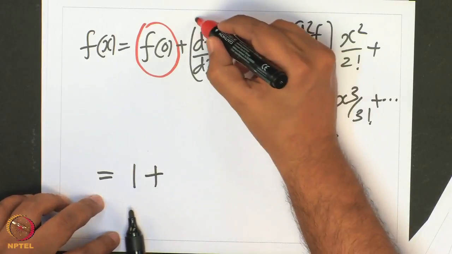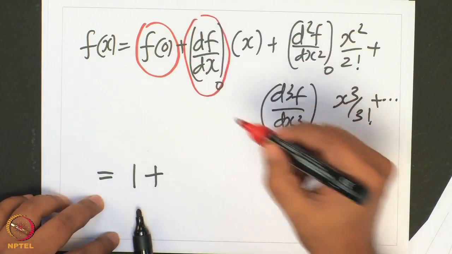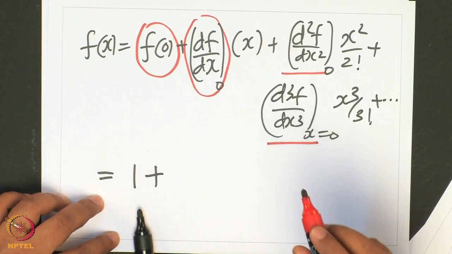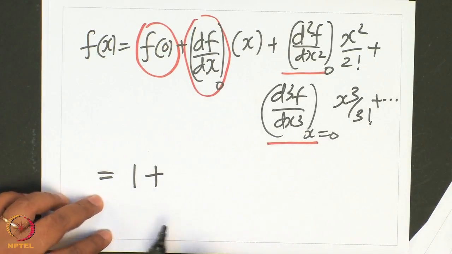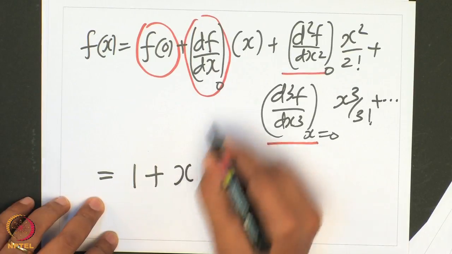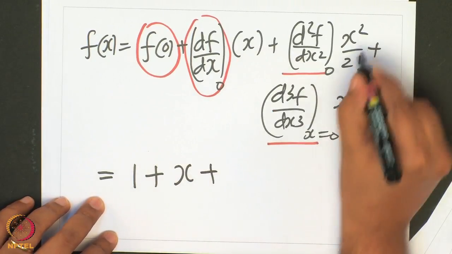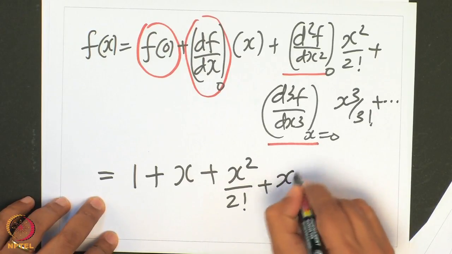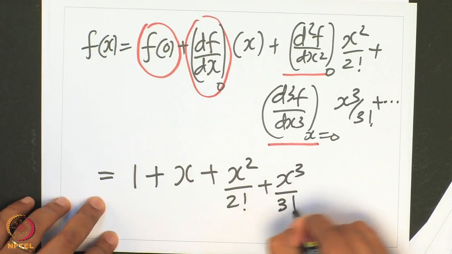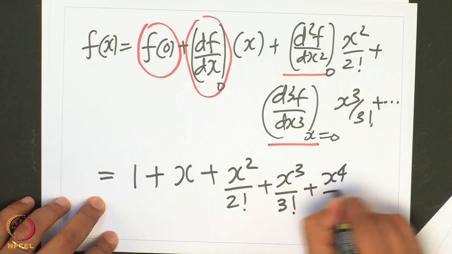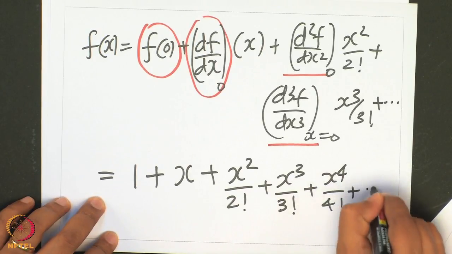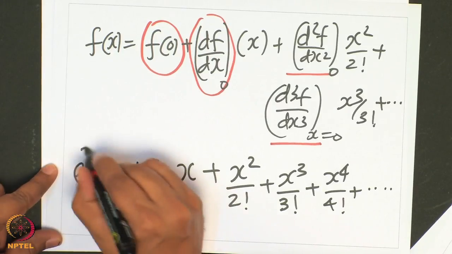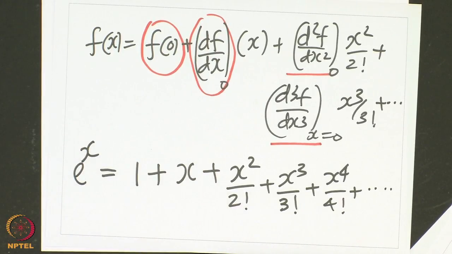This derivative, let us assume to be 1. This derivative is also 1. This derivative is also 1. So let us assume all derivatives are 1. Then what do we get? We get 1 plus x square by 2 factorial plus x cube divided by 3 factorial plus x power 4 by 4 factorial plus dot dot dot. What is this? This is nothing but e power x.